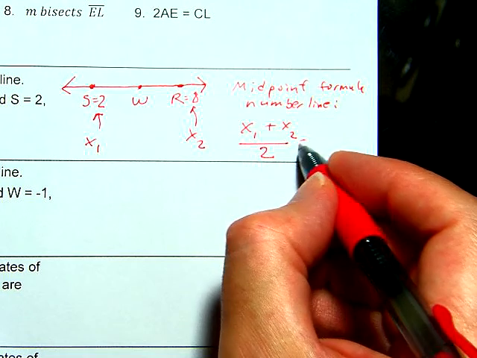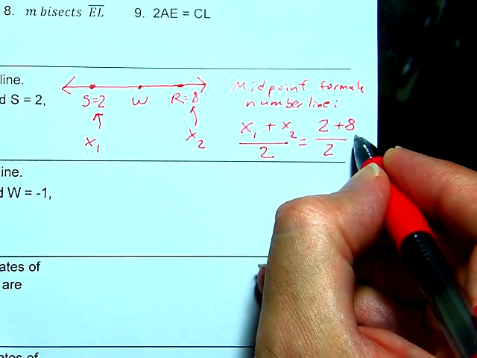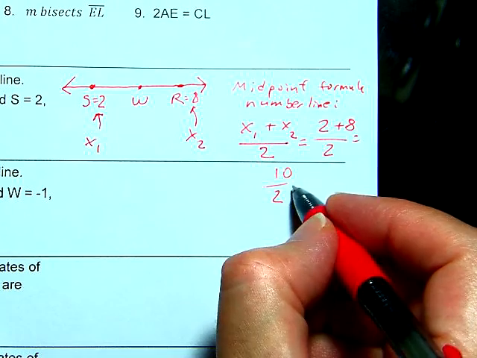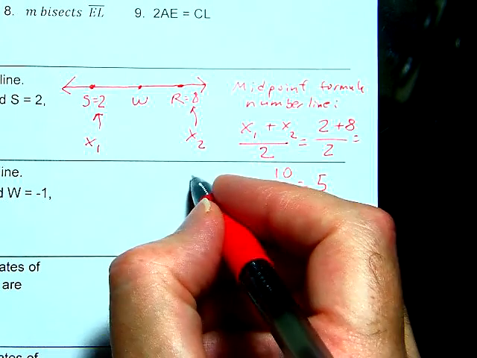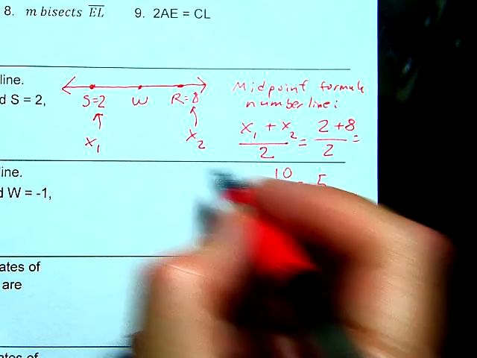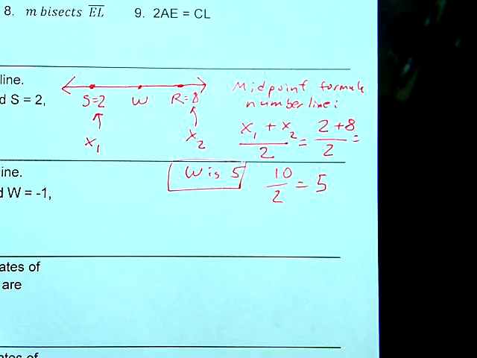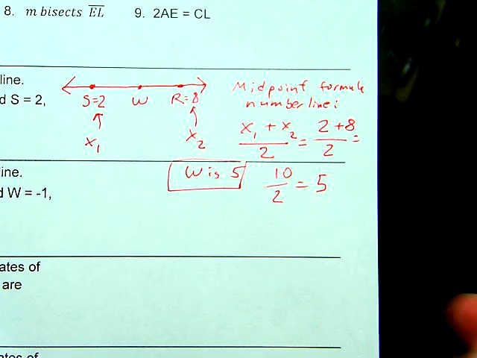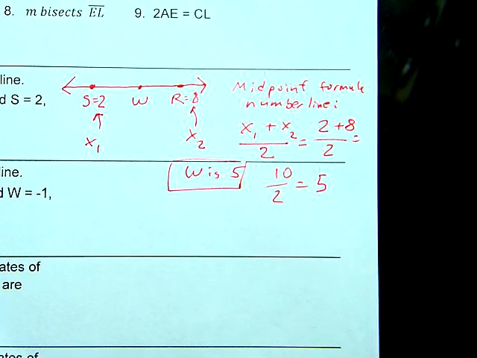So this is really the same thing as 2 plus 8 over 2, which is 10 over 2, which is 5. So that is our answer. The coordinate of W is 5. So it's as simple as that. Despite the complicated looking formula, if you just have 3 points and one is in the middle, you're simply adding the 2 coordinates of the endpoints and then dividing by 2 to find the midpoint.